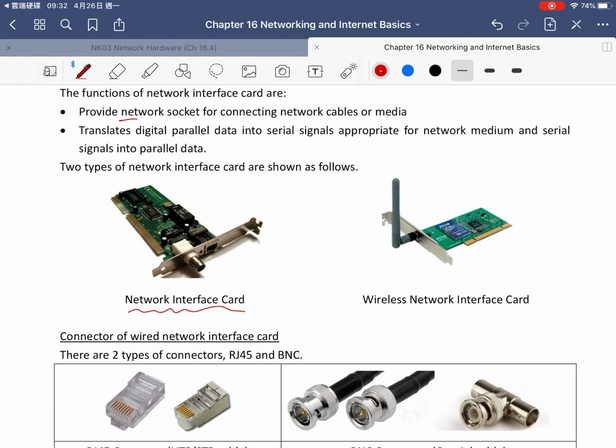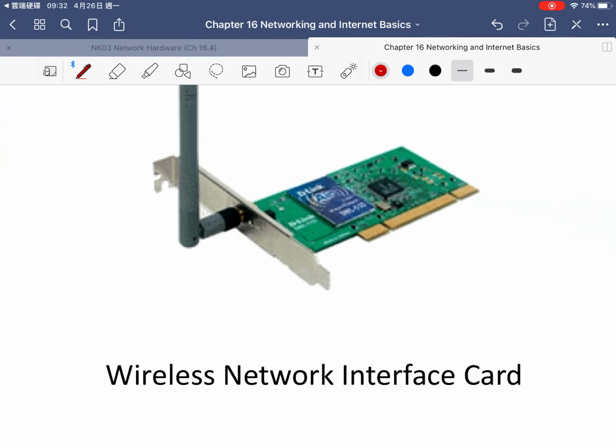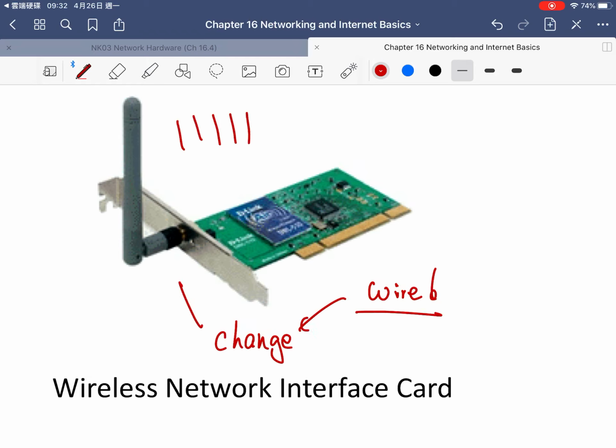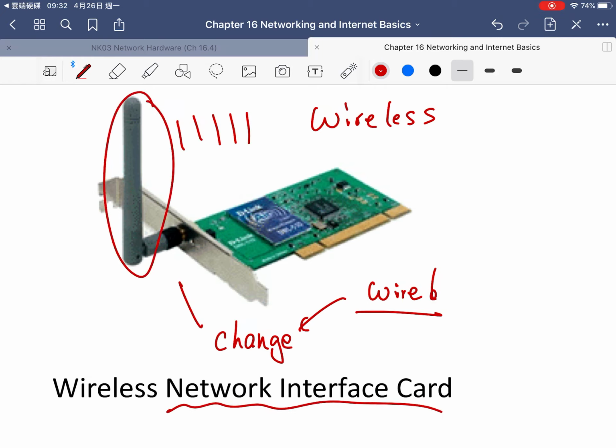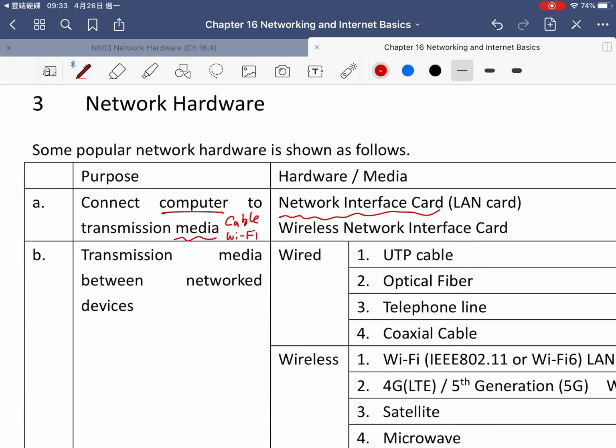It provides a network socket for you to plug in a UTP cable, or it can change the wired signal into wireless signal. Even in a smartphone, there is a network interface card, but there is no antenna, because of the appearance, the antenna is hidden in the smartphone. So the first component to connect a computer or smartphone or Wi-Fi enabled device to the network is the network interface card.